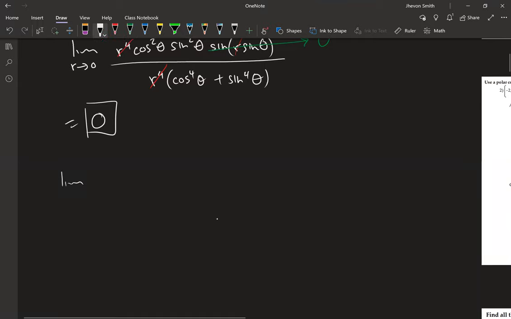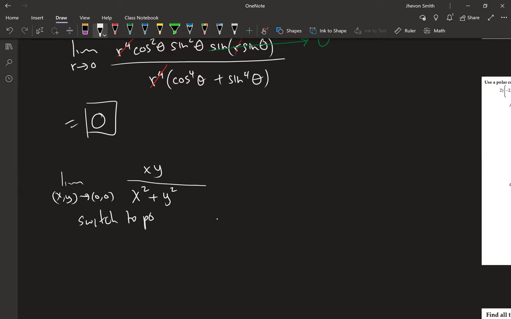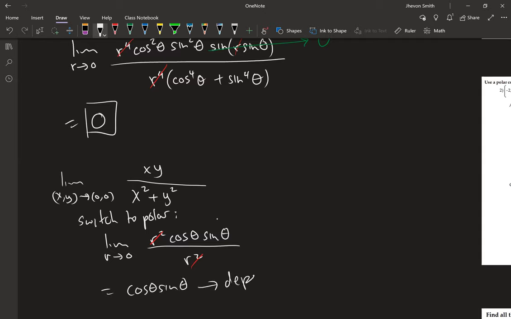So let's say the limit as (x, y) approaches (0, 0) of xy over x squared plus y squared. We know that that did not exist, right? Because if you go along x equals y, you would get a half. If you go along x equals 0, you would get 0. So what if someone just decided to switch to polar here? This would turn to the limit as r approaches zero of r squared cosine theta sine theta over r squared. You'll notice that the r's will cancel. And so you'll end up with this limit being cosine theta sine theta. And that's an issue. That depends on theta. So the answer can change.